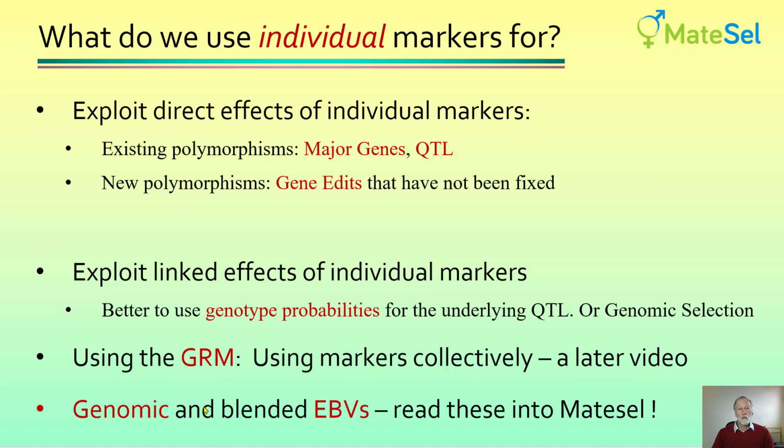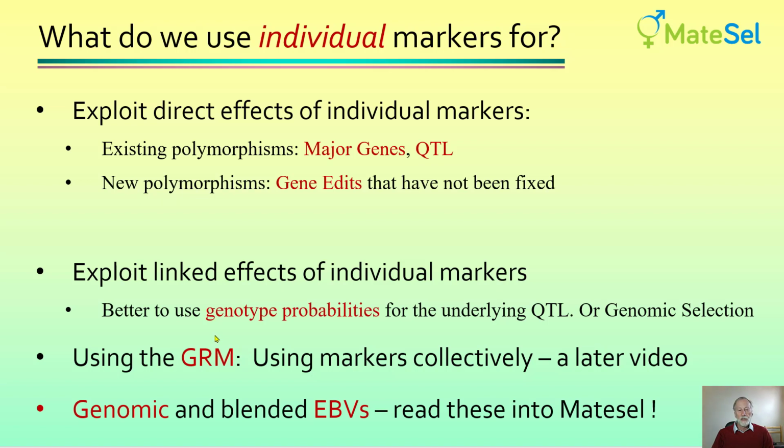Just to set the scene a bit, what do we use individual markers for? Well, that's to exploit the direct effects of these marker loci, and that's through existing polymorphisms such as major genes, QTL, but also new polymorphisms that we've created, gene edits, and depending on how these have been generated, they may be segregating in the population, and Matesel can be useful to you to help break these through probably over a number of generations. We also have the case of exploiting the linked effects of individual markers that by themselves have no effect but are linked to something that does have an effect. In that case, it's better to use genotype probabilities for the underlying QTL if you can do that, or genomic selection, but of course you can still go ahead and use linked individual markers.